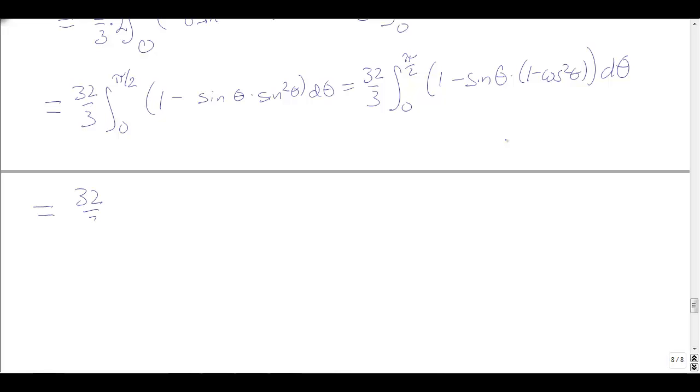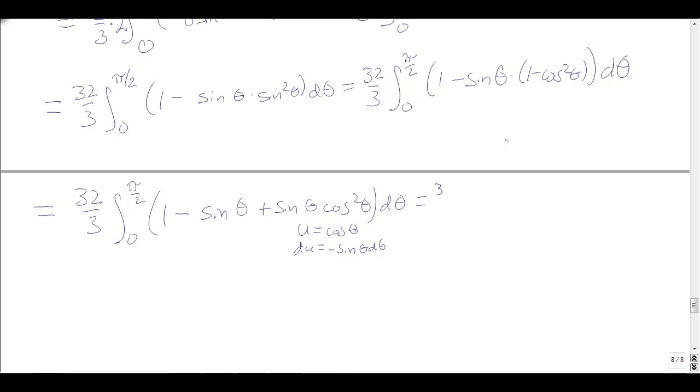And let's see, what I get is integral 0 to pi over 2. Let's see, we distribute these out. We get a 1 minus sine theta plus sine theta cosine squared theta, d theta. And then the trick is sine theta cosine squared theta. I'm going to let u be cosine theta there, and then du is negative sine theta d theta.